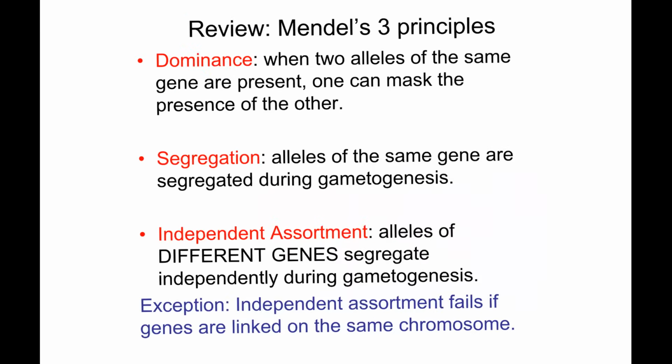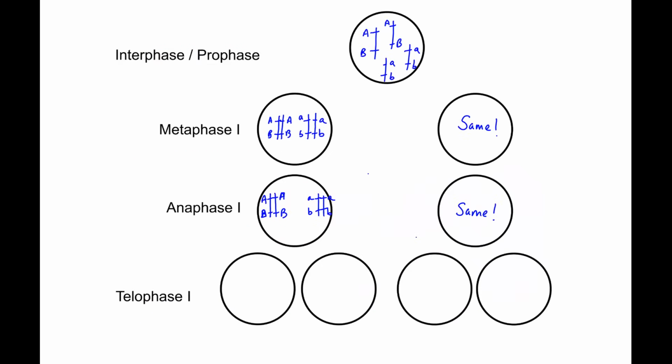Finally, independent assortment is only possible if alleles are on different chromosomes. Let's see what happens if they are on the same chromosome. In this example, dominant A and B are on one copy of the chromosome, while recessive A and B are on the other copy. When these replicate and sister chromatids align during metaphase, there are only 2 possible outcomes after division. Either the daughter cells will have 2 copies of the dominant allele, or they will have 2 copies of the recessive allele.